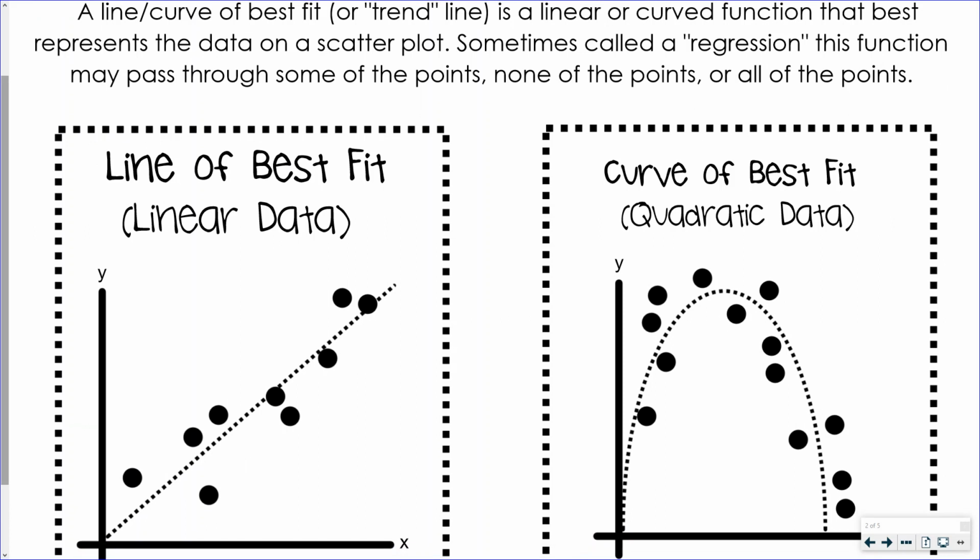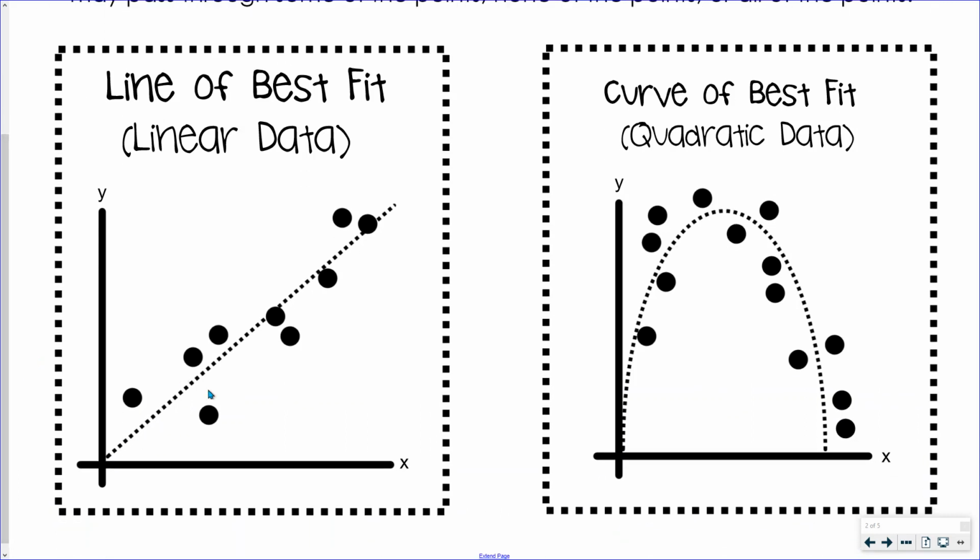Again, this is also sometimes called a regression function, and sometimes this will pass through some of the points on the graph, none of the points, or all of the points. But as you can see in both of our examples here, the line and the curve both follow the general trend or pattern of the data.